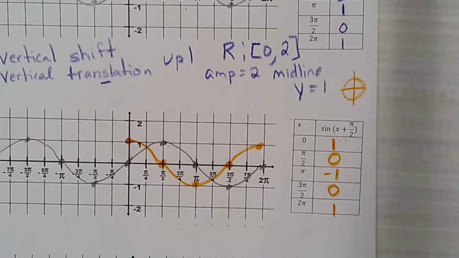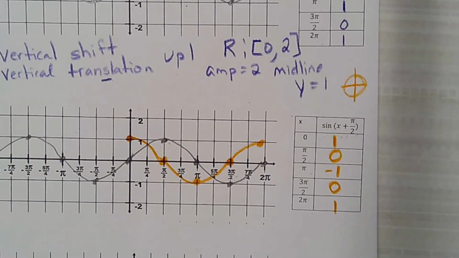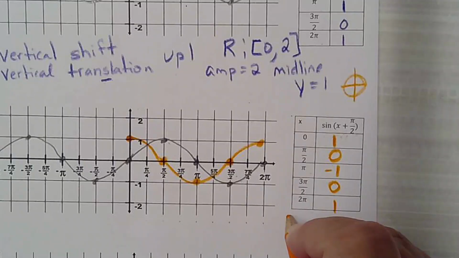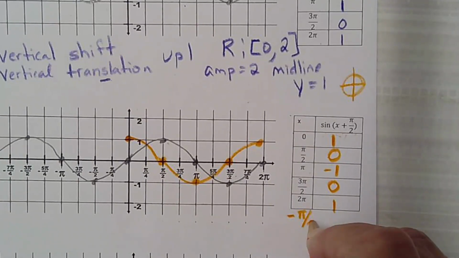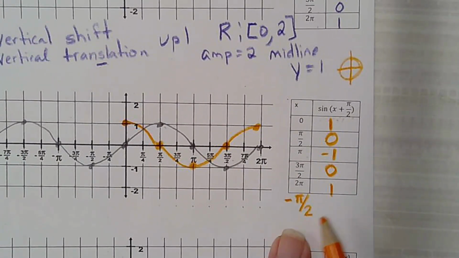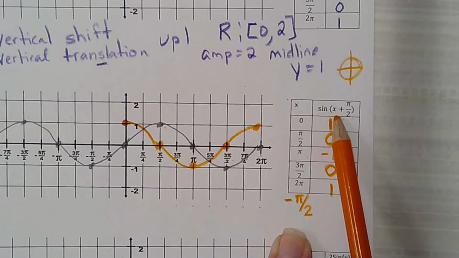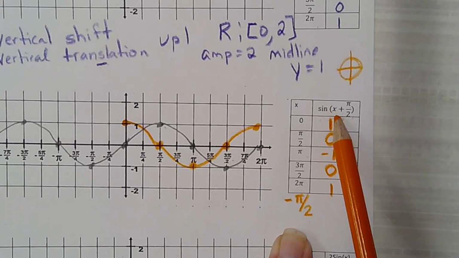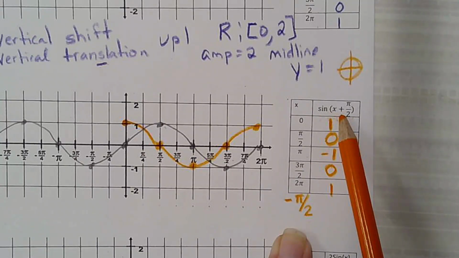Let me add one more point that might help some of you have a better picture. Let's plug in negative pi over 2 right here. If I plug in negative pi over 2 to my function, negative pi over 2 added with pi over 2 is 0. What's the sine of 0?